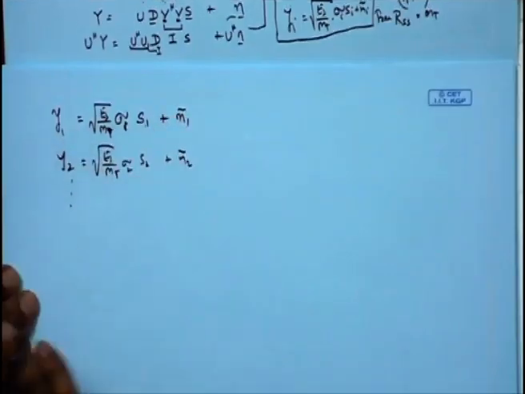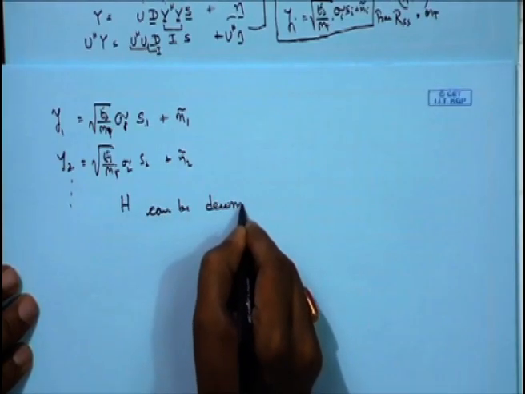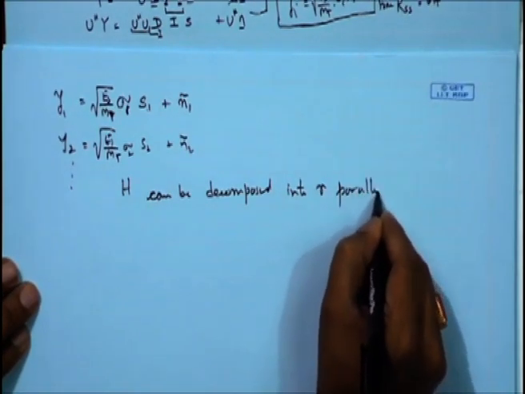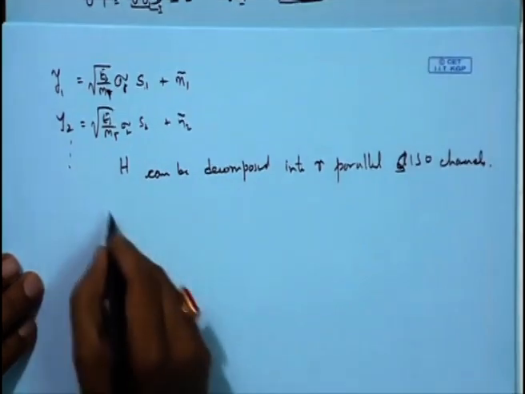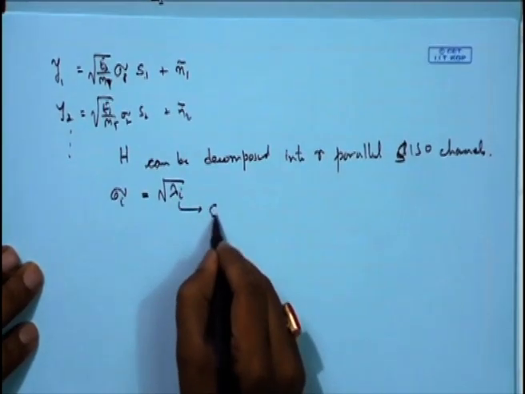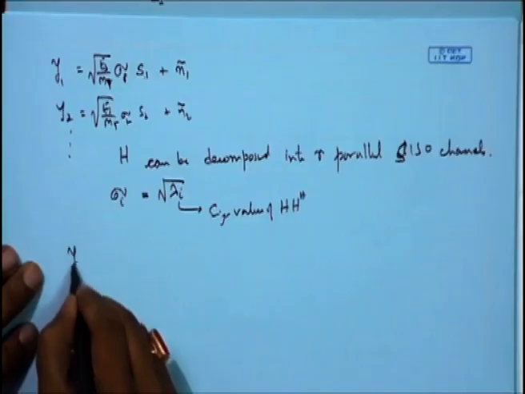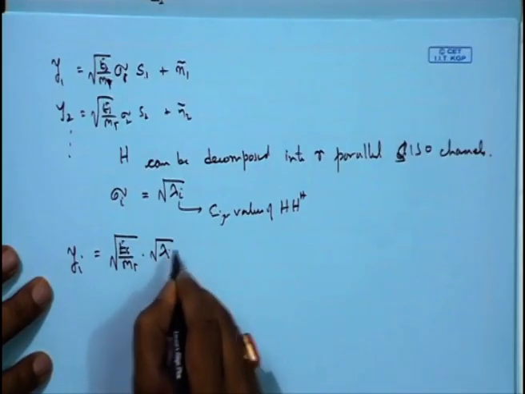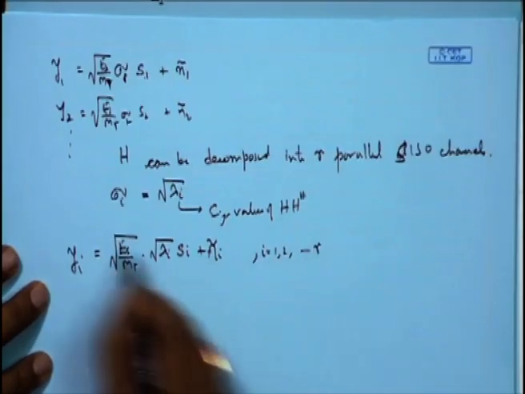So we have clearly separated them, with no interference, and we can say that H can be decomposed into R parallel SISO channels. Sigma i is equal to root over lambda i, where the lambda i are eigenvalues of H Hermitian H. So we can write the expression as yi equal to root over Es upon Mt times root over lambda i Si plus n tilde i, for i equals 1 up to R.